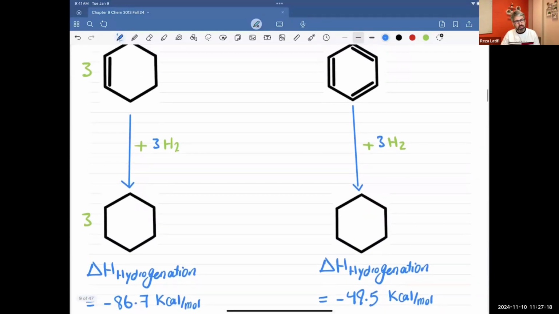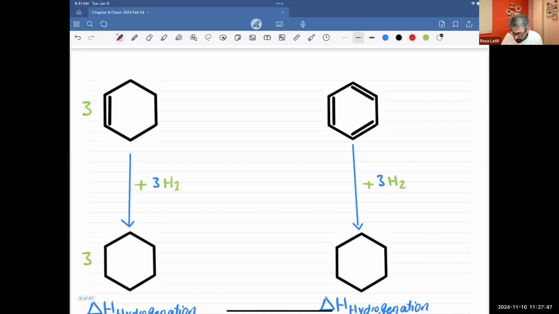Theoretically, you expect them to be maybe the same at least. Because benzene has 3 double bonds. Cyclohexene has only 1, but we use 3 moles from it, so I expect the energy to be the same. Energy is not the same. Clearly, it's not the same. And also, we see that the hydrogenation of benzene gives us less energy. What does it mean? It means benzene is more stable. Benzene has something that is making it stable.